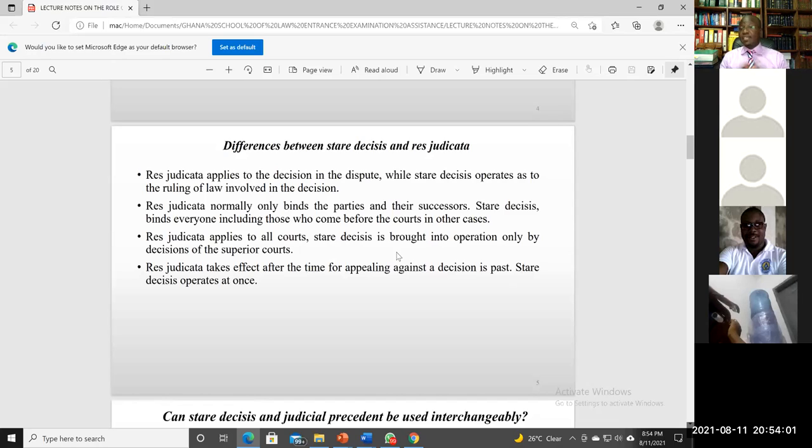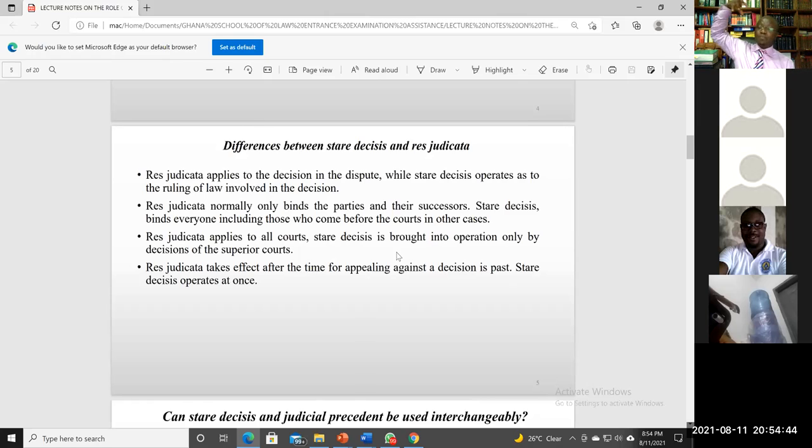And again, we want to say that it binds only the parties and their successors. If you are not a successor, or you are a complete stranger, unrelated, res judicata has no effect on you. But stare decisis applies to everyone, including those who come before the court in other cases. So that is the difference. The same case may serve as a precedent, and at the same time the factual aspect of it between the parties serves as res judicata. And res judicata will be applicable to the parties to the case, their successors, their privies and assigns.